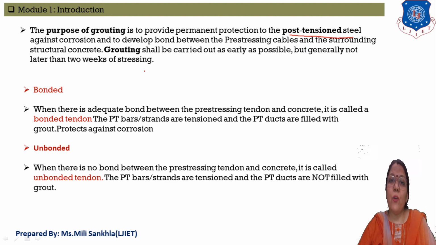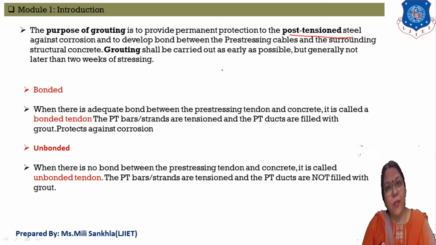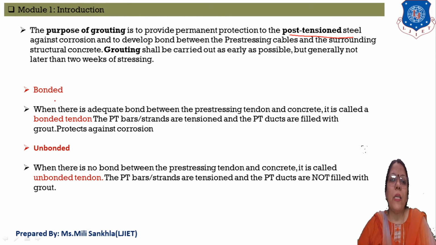That's why we use grouting, and grouting shall be carried out as early as possible. If our concrete is hard, then it is not good to fill the holes with grouting. Now, grouting is a dense material made up of cement, sand and water, and it is used to prevent the corrosion of post-tensioning steel. Okay, now what is bonded and unbonded?